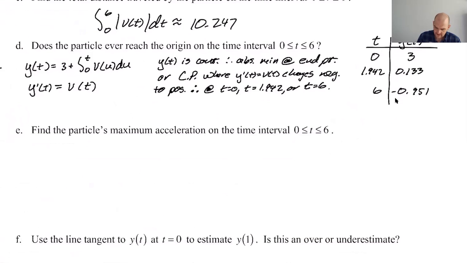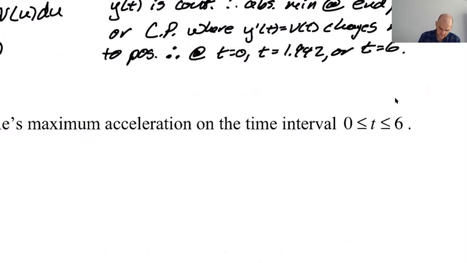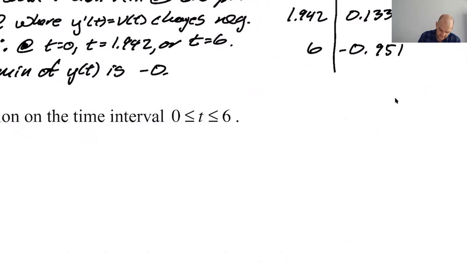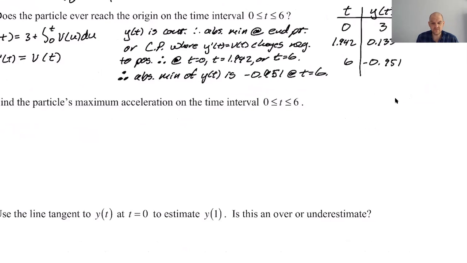Therefore the absolute minimum of y of t is negative 0.951 at t equals 6. Okay, so we didn't answer the question yet. We just found the absolute minimum.